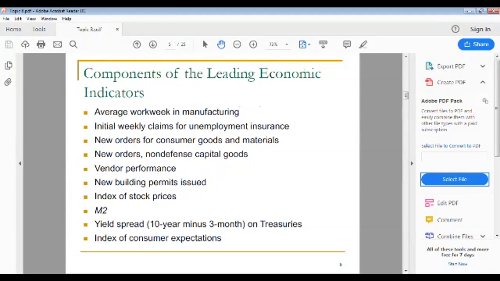So, other things that are used in this, and I just told you a few of them: consumer expectations, which would be University of Michigan consumer sentiment. The size of the money supply, obviously. How many building permits are going out, right? That would be a pretty good sign of people building things. New orders, unemployment insurance. So these are the variety of statistics that economists look at to create this leading economic indicator index of what they think is going to happen 6 to 9 months from now.